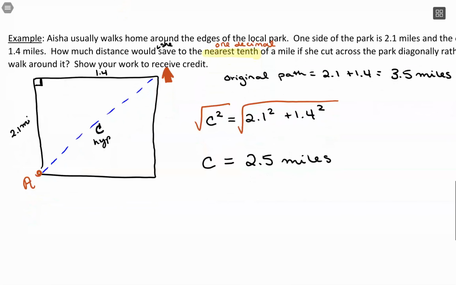So in terms of what she would save, you just want to think of the difference between those two. It would be 1 mile shorter. So that's an application of our Pythagorean theorem and how to use it for different scenarios.